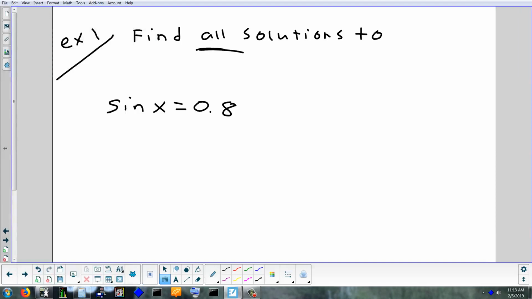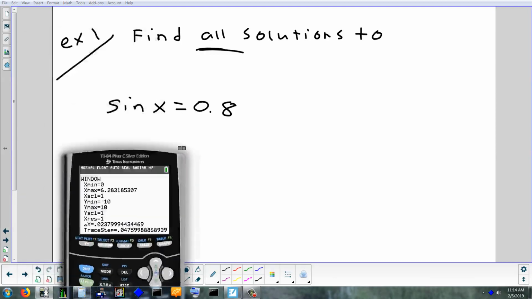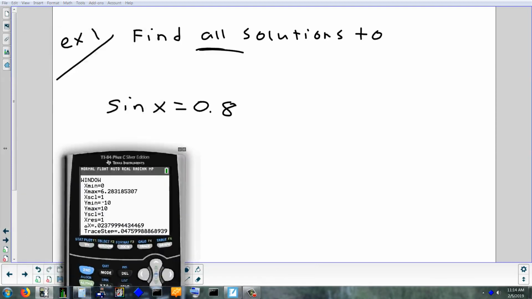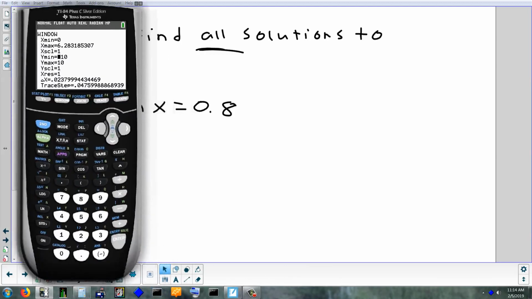Now, to find all solutions, before I hit graph, I've got to set the width of my window to the cycle of sine. So what's the period for regular sine? 0 to 2 pi. Yep, 0 to 2 pi. As long as you set your window so it's 2 pi units wide, that's all you're looking for. Mine already is 0 to 2 pi. Now, just to zoom in a little, I know the highest and lowest that sine goes is 1 and negative 1. So I don't really need to go negative 10 to 10. So let's just go like negative 3 to 3.